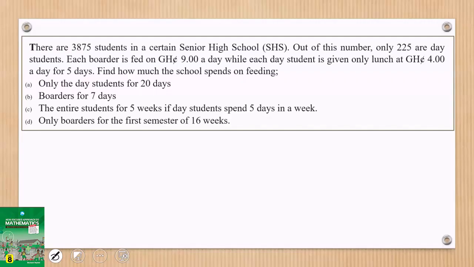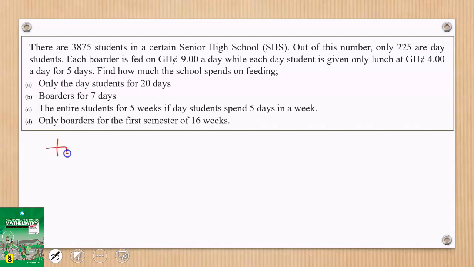Find how much the school spent on only the day students for 20 days, and that of the boarders for 7 days, the entire students for 5 weeks, if day students spend 5 days in a week, and only boarders for the first semester of 16 weeks. And so this is a very compact question, and we need to take them one after the other.